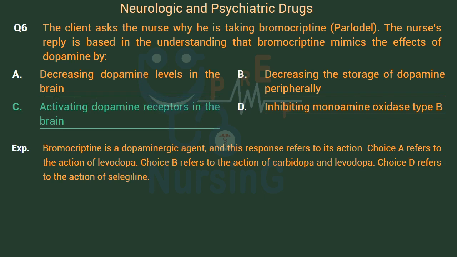Bromocriptine is a dopaminergic agent, and this response refers to its action. Choice A refers to the action of levodopa. Choice B refers to the action of carbidopa and levodopa. Choice D refers to the action of selegiline.